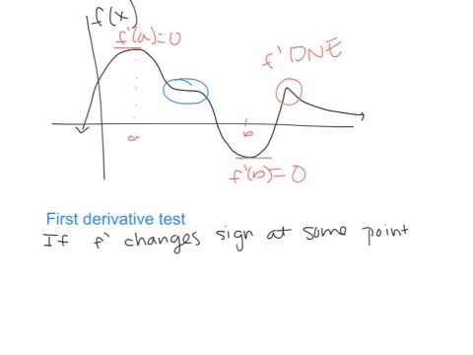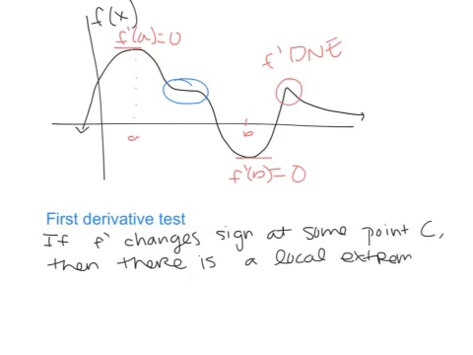at some point C, then there is a local extrema at C. Okay, so here's what that means.